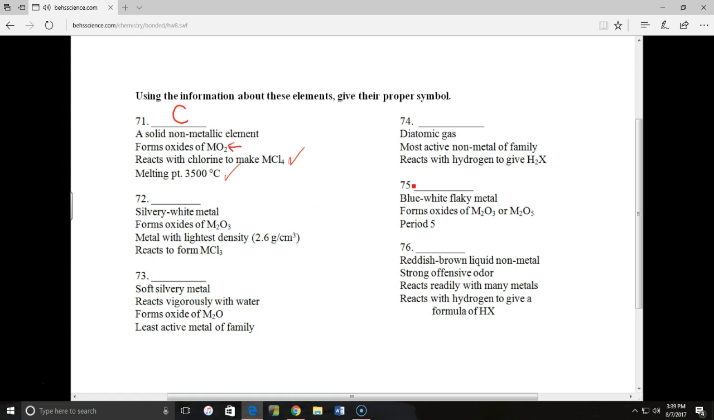Let's just randomly look over here at 75. Blue-white, flaky metal. So this is odd. It's blue-white instead of shiny, but it's a metal. So primarily we know the metals are going to be over here. It forms oxides of M2O3 or M2O5. So this I can use to find the family, and then period 5, I can find the row. So really, these two together will tell me exactly what I need.